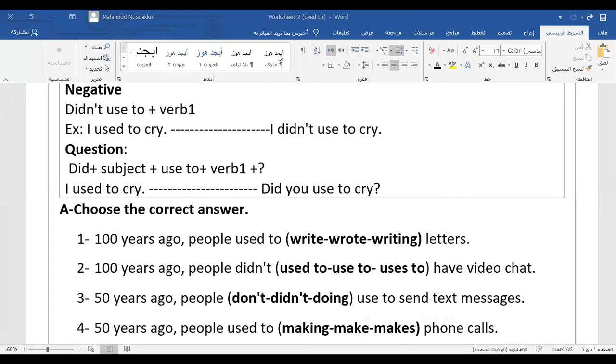Ahmed Atiyah, question number 1, please. Choose the correct answer. A hundred years ago, people used to wrote, writing, write. Write. Yes, the answer here is right. Thank you, Ahmed Atiyah.